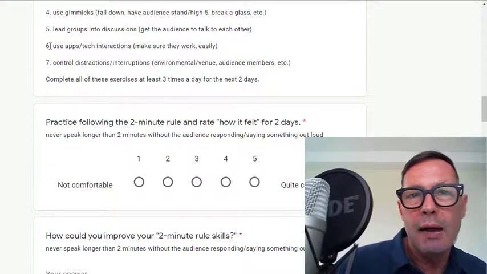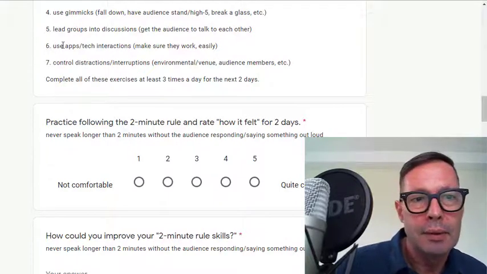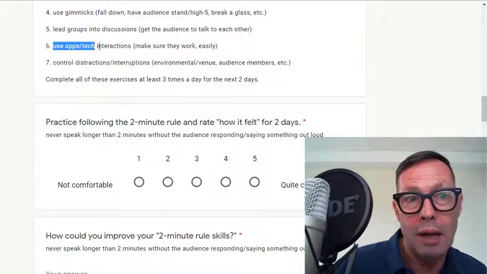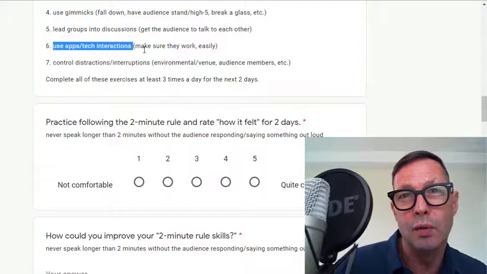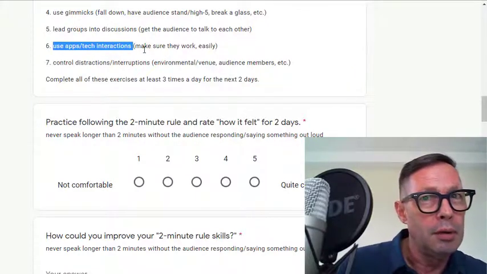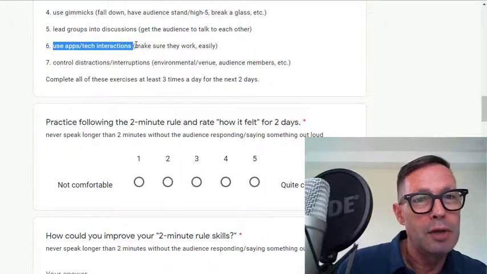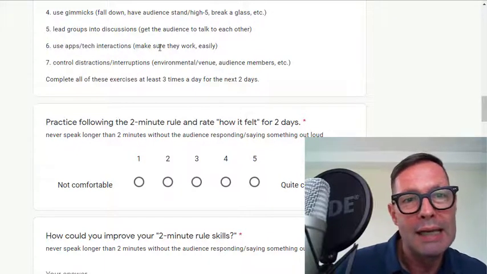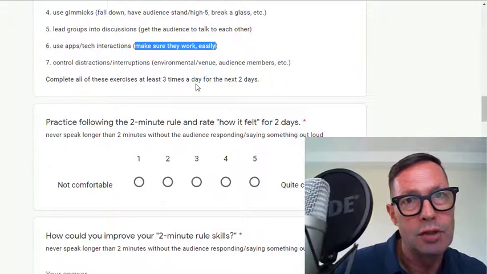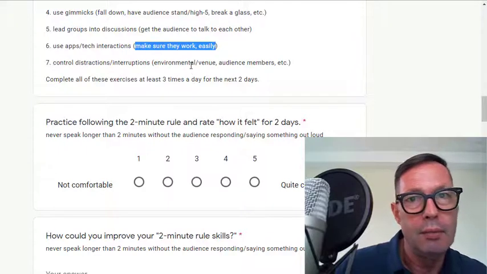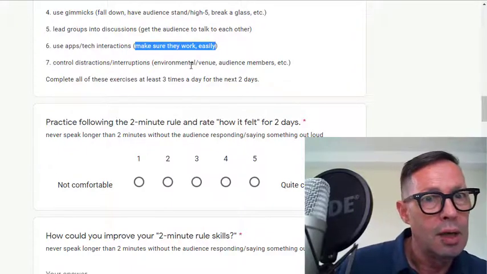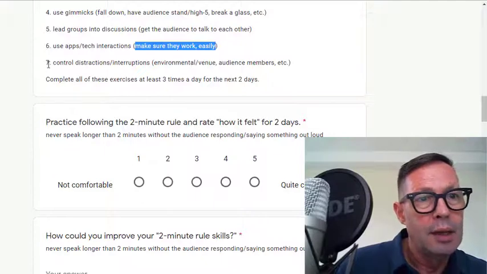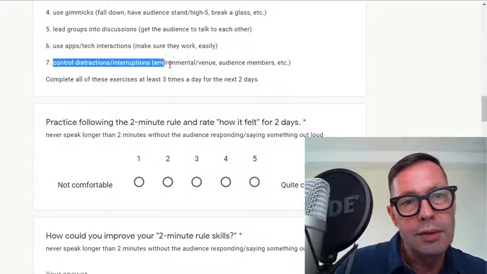Number 6, use apps and technology. I use a lot of apps and technology when I'm speaking, when I'm teaching, but it's really tricky. So you got to make sure they work and they're easy for the audience to use. No matter how many times you've used it, it's not going to be so easy for your audience. Then the last one is control distractions and interruptions.